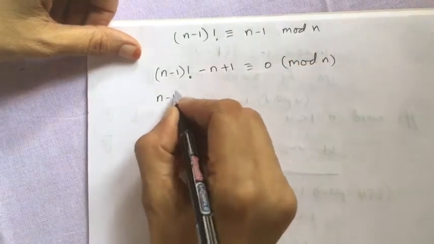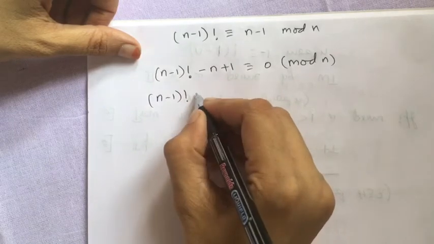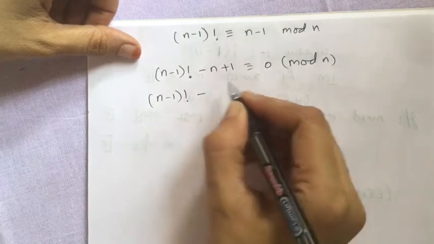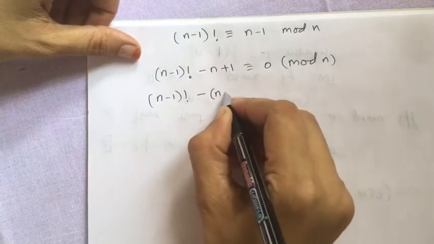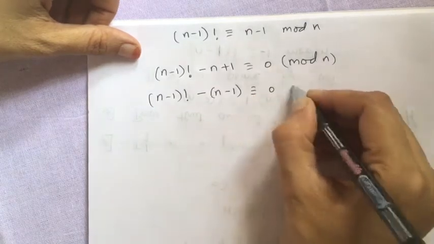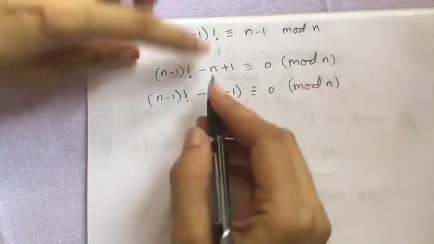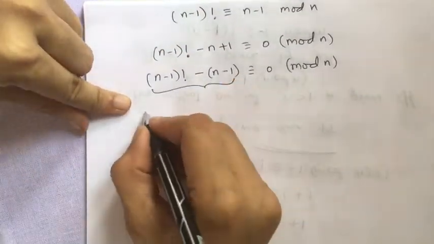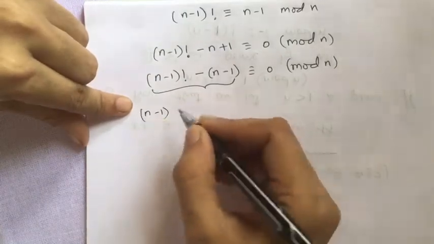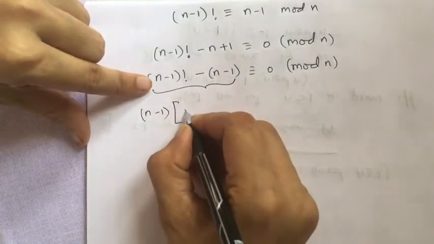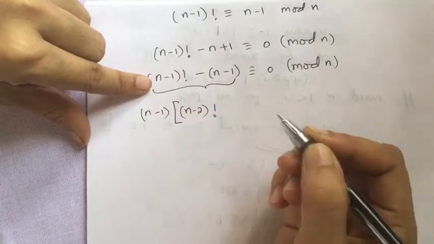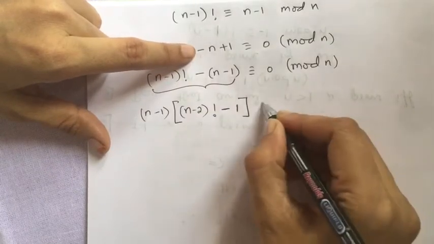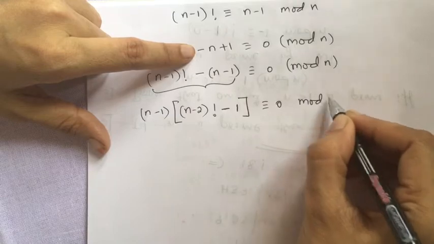I'll rearrange this. n minus 1 factorial minus n minus 1, I'm taking the minus sign outside, so minus n plus 1, is congruent to 0 mod n. Now from these two terms, I'm taking n minus 1 outside. Inside the bracket, I'm going to get n minus 2 factorial, and n minus 1 I had taken outside, minus 1 is congruent to 0 mod n.